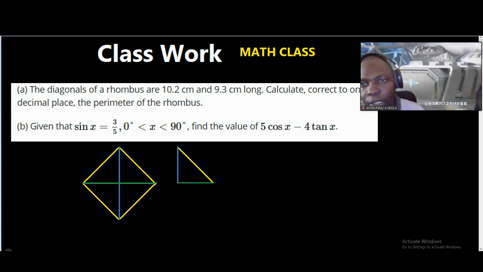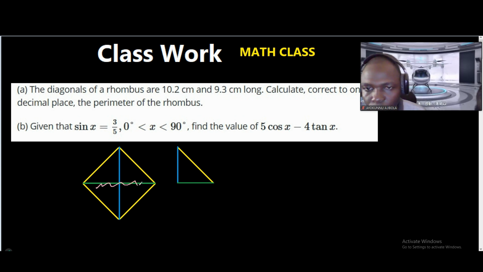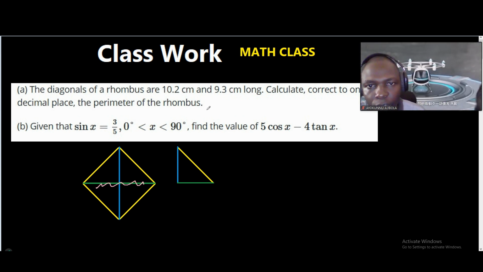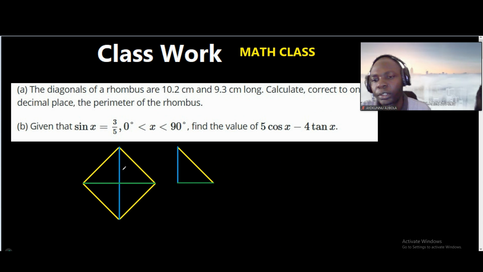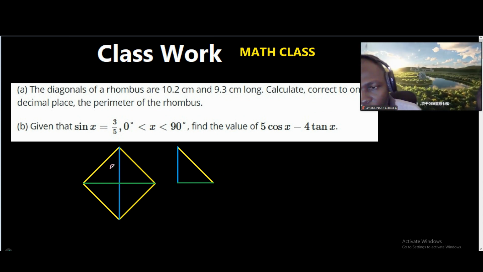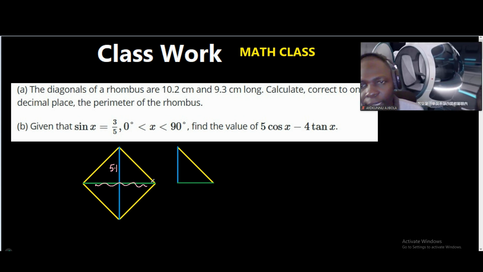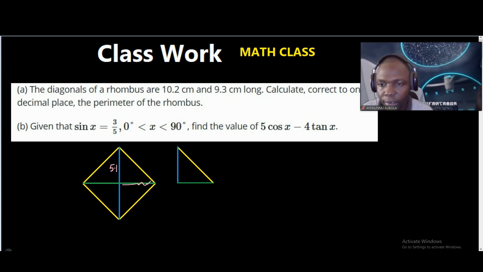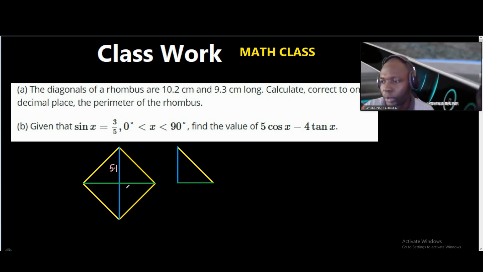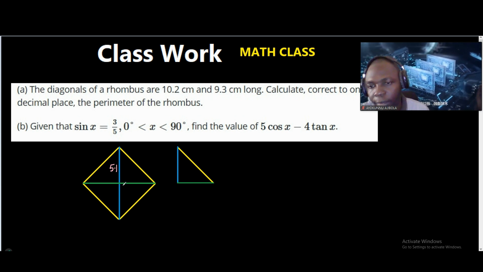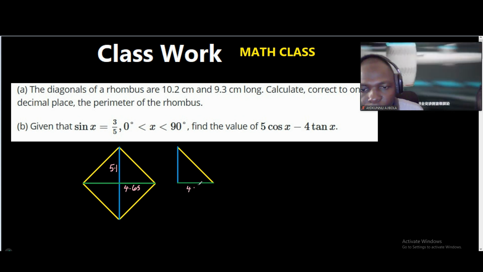So let's firstly fix our diagonals. The longer one is 10.2, the shorter one is 9.3. So this is going to be 9.3, while this is going to be 10.2. For the 10.2, the upper part is going to be 5.1, which is half of 10.2. And for the 9.3, this part alone, which is half of 9.3, is going to be 4.65. So for the triangle here, I have 4.65.